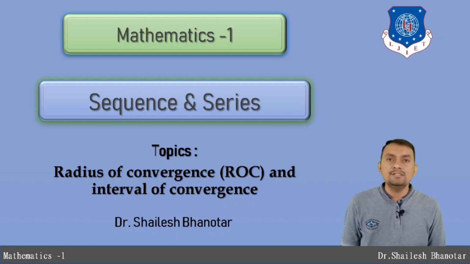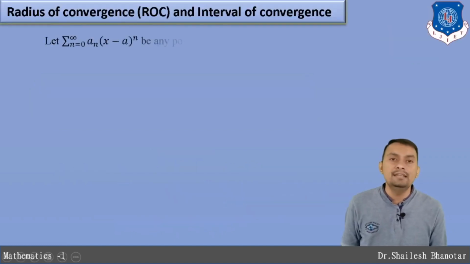Welcome back. In this video we are going to cover the last topic of this chapter, that is radius of convergence, also known as ROC, and second, interval of convergence, also denoted as IOC, also known as range of convergence. So let us first start with the range of convergence and interval of convergence.